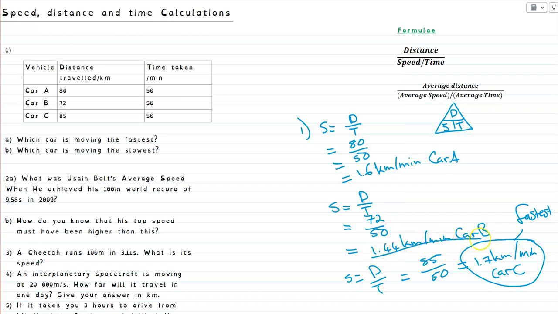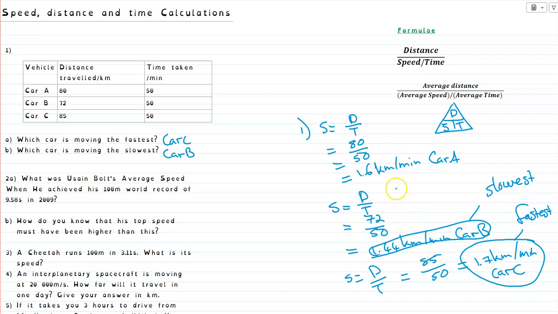And that would be car B. So here would be car C and car B. This one would be the slowest. Okay, it's as easy as that. Work out all three equations. It didn't take us more than 10 minutes to work this out, or to even calculate this out.